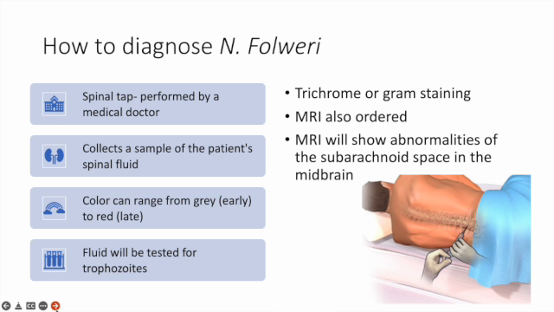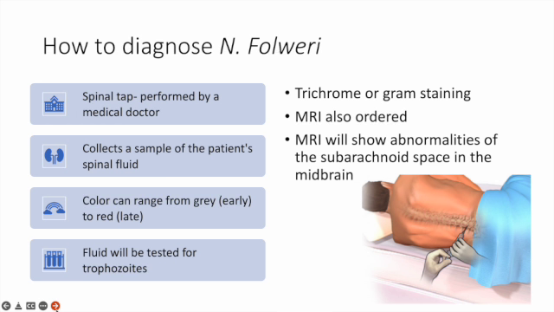So the way that we diagnose Naegleria fowleri is usually by a spinal tap, and that'll be performed by a medical doctor, usually like an anesthesiologist. They will have you lay on your side and kind of curl up in a ball so that way they can get in between the vertebrae of your spine and stick the needle through, and they'll collect fluid. And so from then they'll look at the fluid, and early on it may be like a gray color, and later on in the infection it may be red.